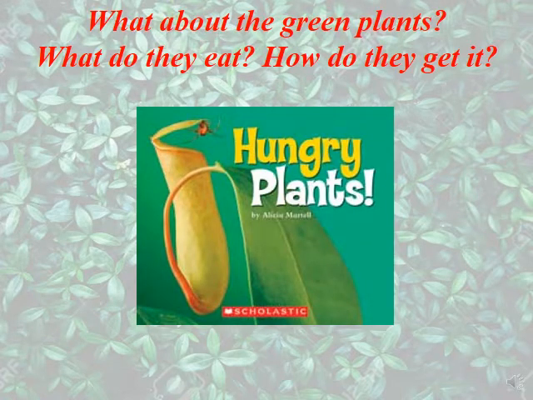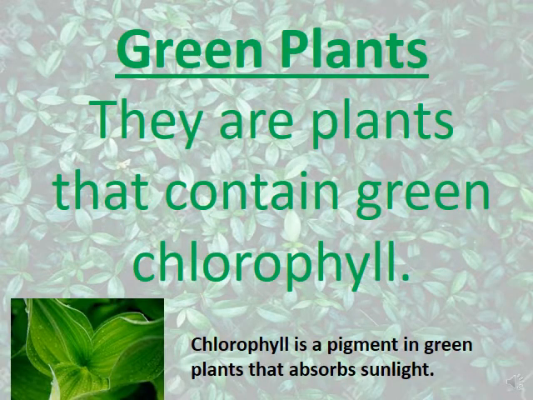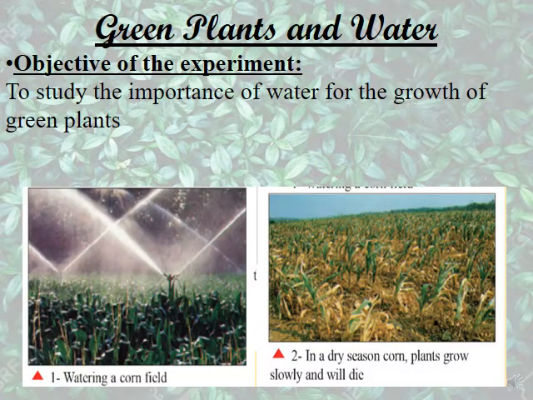So, what about the green plants? What do they eat? How do they get food? Light, water, mineral salts, CO2, these four important elements are necessary for green plants. What do they do for the green plants? Let's see. Green plants are plants that contain the green chlorophyll. Chlorophyll is a pigment that absorbs the sunlight.